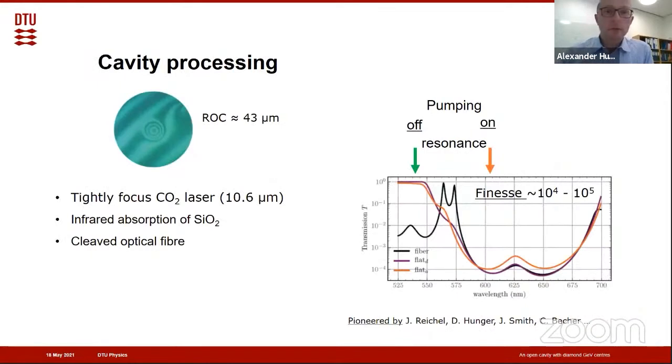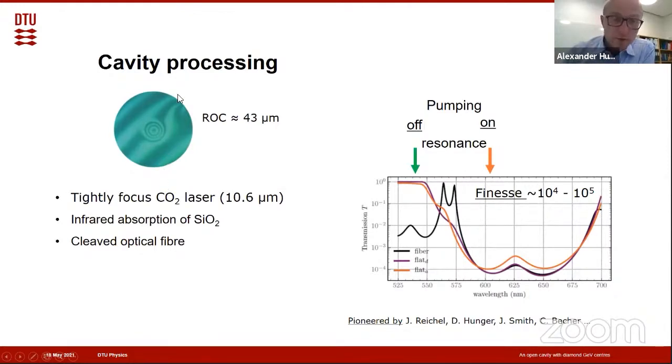Now I'm processing the cavities. The first part we need to do is to form a concave mirror at the end facet of an optical fiber. This process relies on a tightly focused CO2 laser beam with a wavelength of about 10.6 micrometer. So it's infrared light, which is very well absorbed by a silica optical fiber.